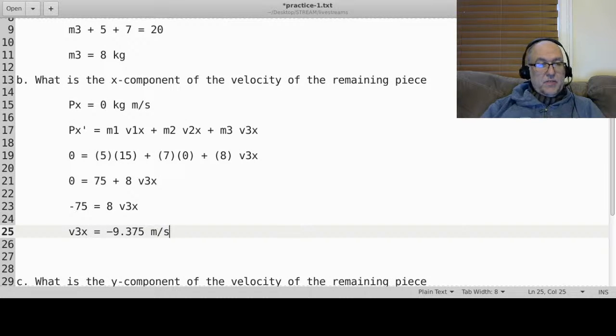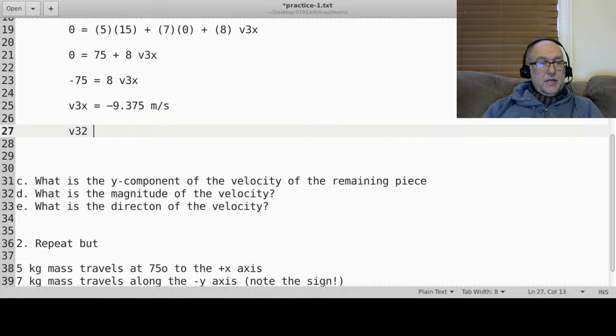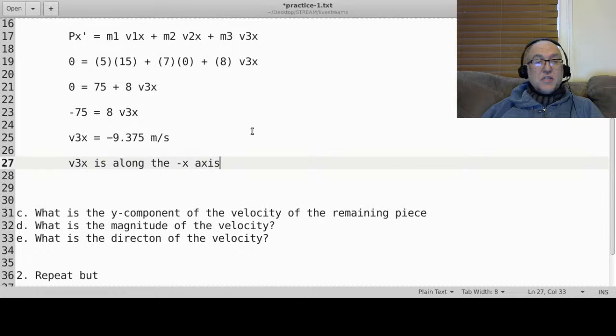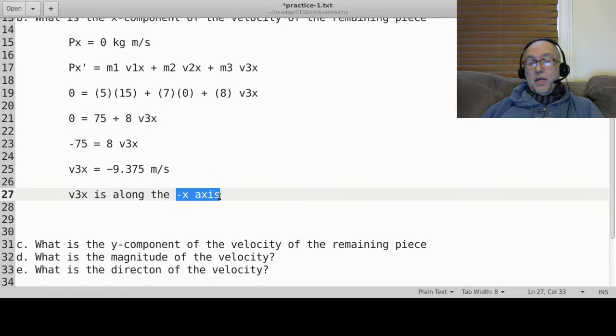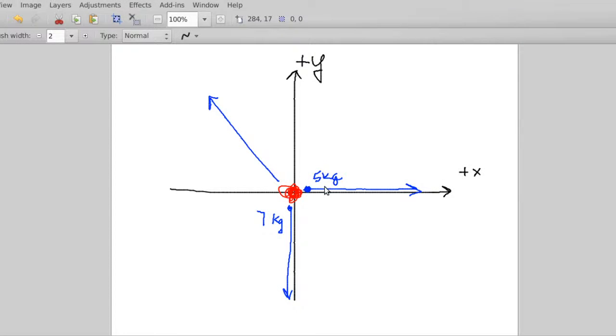And the units will be meters per second, like that. And so v3x is along the negative x direction, or along the negative x-axis, like that. Now that's just the x component, but that was what we intuitively expected, because if we go back to our diagram here, you take a look at the diagram.